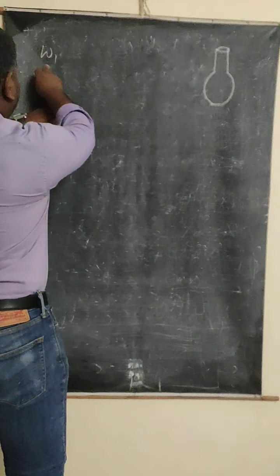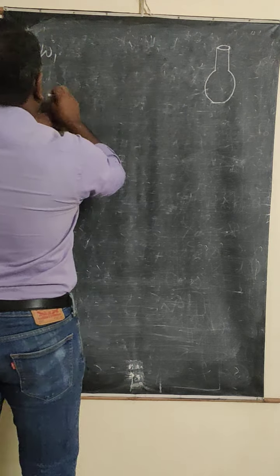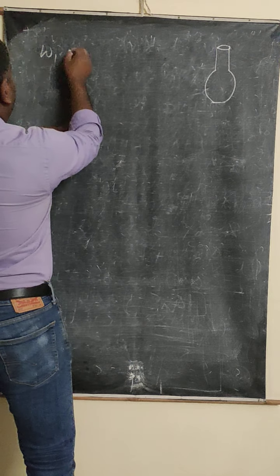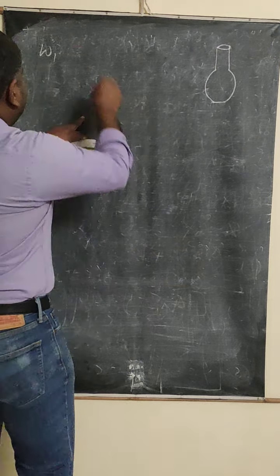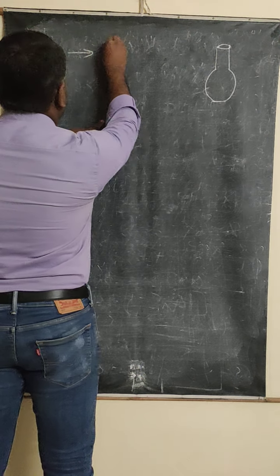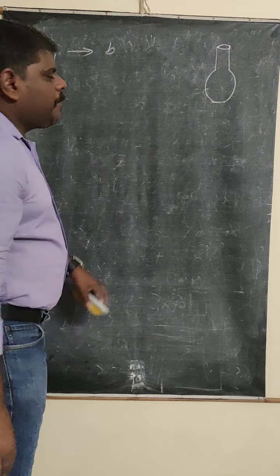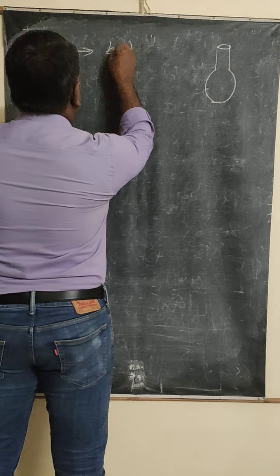So the weight of the specific gravity bottle is W1. First you are going to measure W1, and this represents the bottle weight.